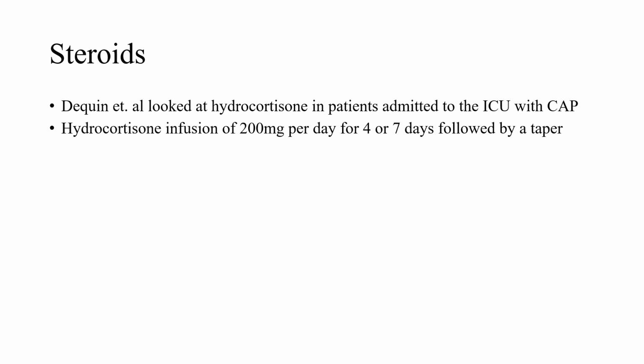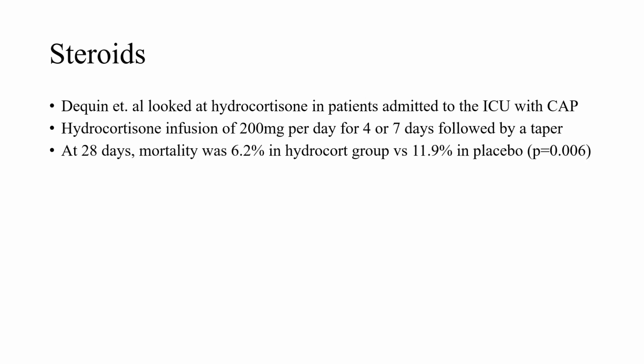What they looked at was hydrocortisone infusion, so a continuous infusion of 200 milligrams a day for 4 to 7 days, followed by a taper. And they looked at 28-day mortality. At 28 days, mortality was 6.2% in the hydrocortisone group versus 11.9% in the placebo. So this was a significant difference. In other words, the patients who received hydrocortisone had a significantly lower risk of mortality at 28 days.